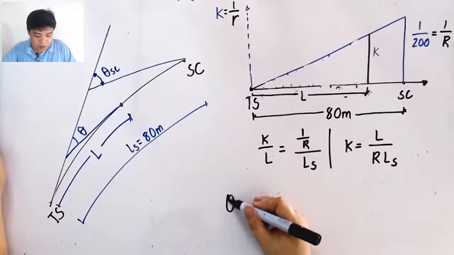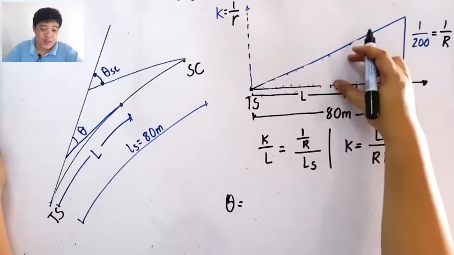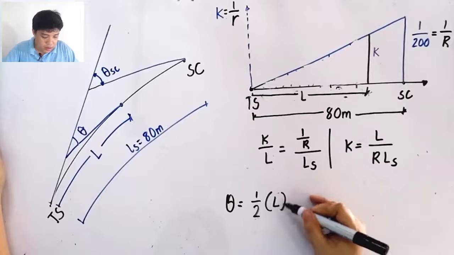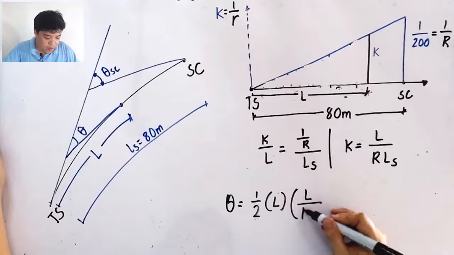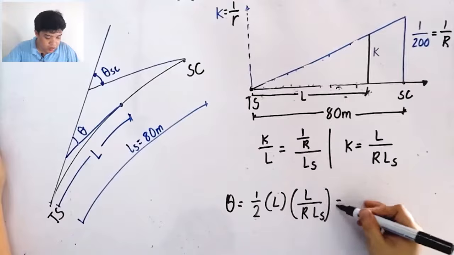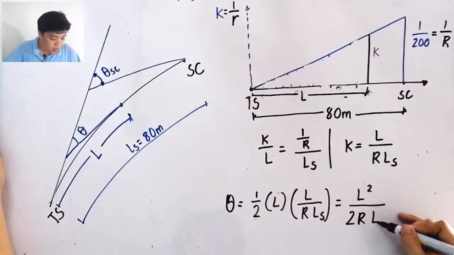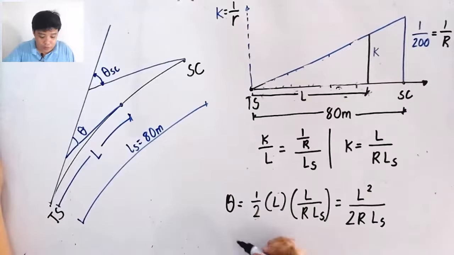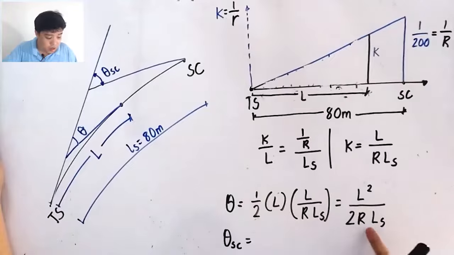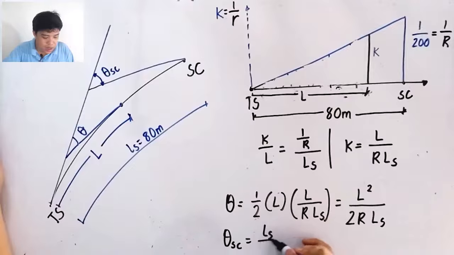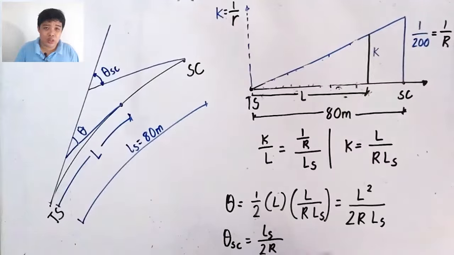And then to get the value of theta at any point, you just get the area of this, which is just a triangle. So that would be 1/2 times the length multiplied by L over R times L sub S. So that our formula will become L squared over 2R times length of the spiral. So if you want to get the value of theta at SC, you just make L equal to LS. That is simple. So that this will be LS over 2R. I just show you that you don't need to memorize. Just understand how it happens and it will lead you to whatever you want to know.